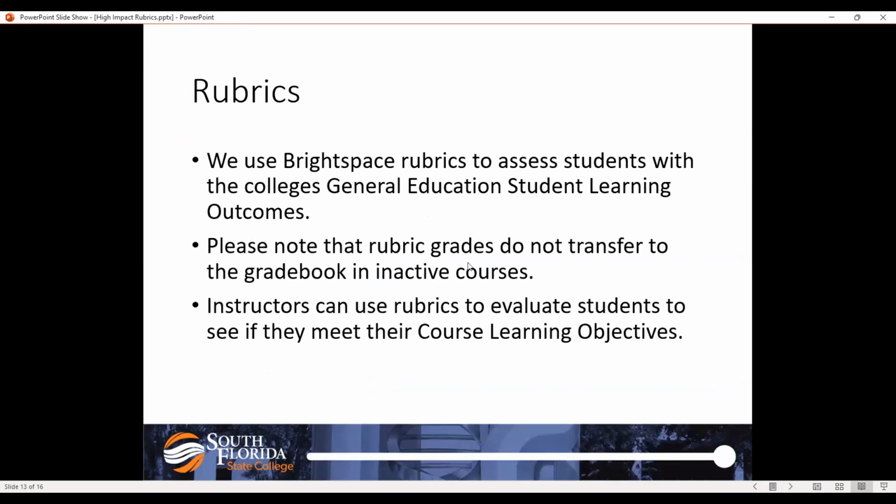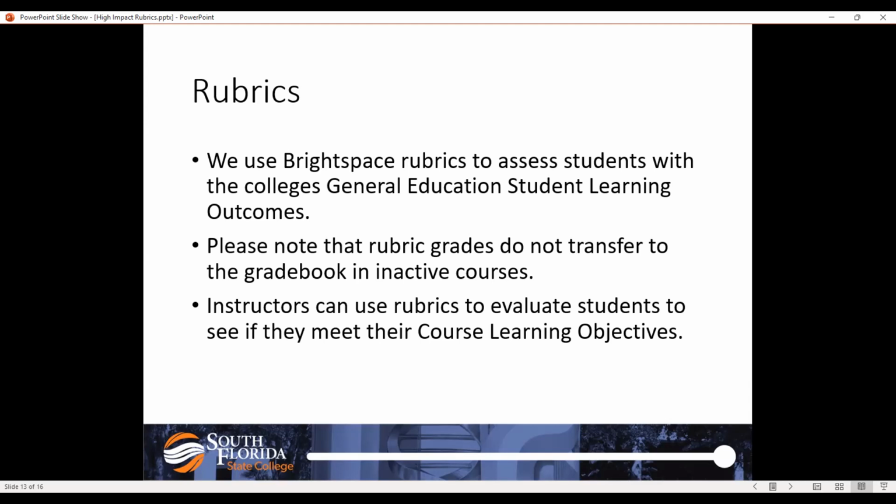Okay, so we use Brightspace rubrics to assess our Gen Ed statistics, our Gen Ed learning outcomes. And please note that rubric grades do not transfer to the gradebook in inactive courses. I find this out when I do Gen Ed statistics. Sometimes people will do it after the semester closed, and when that happens, the grades won't transfer. So that's just something to look at. And you can also use your rubrics to evaluate your students to see if they meet their course learning objectives.